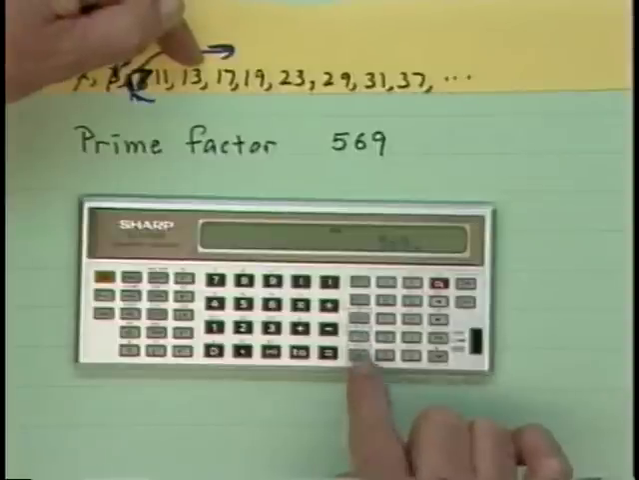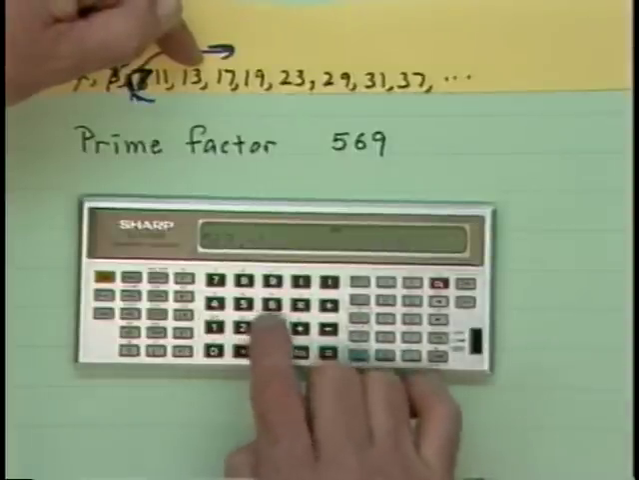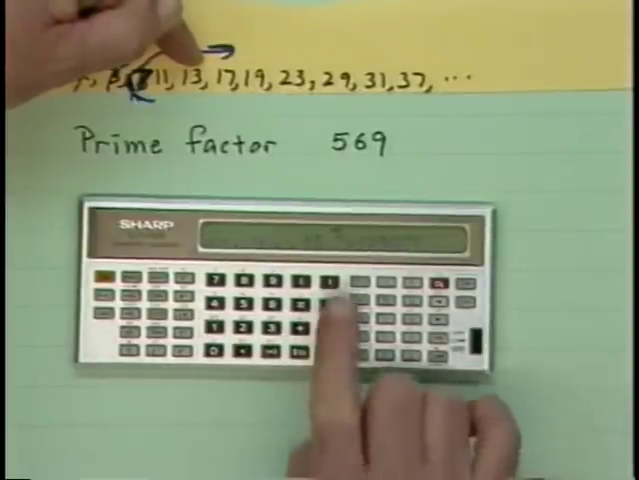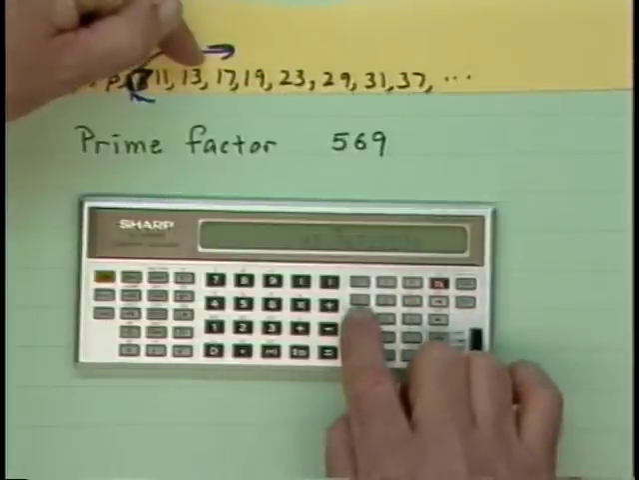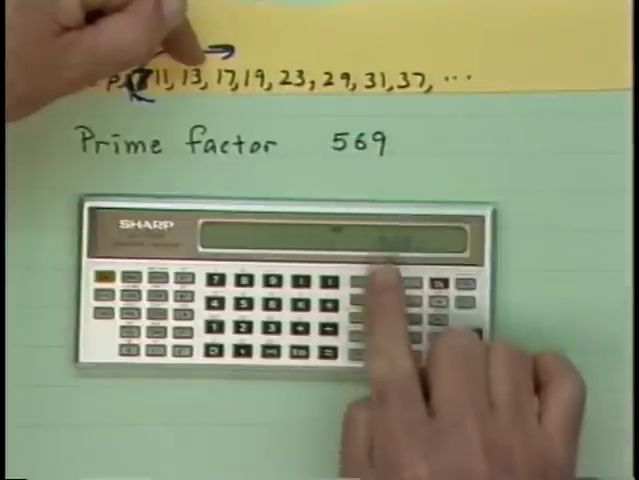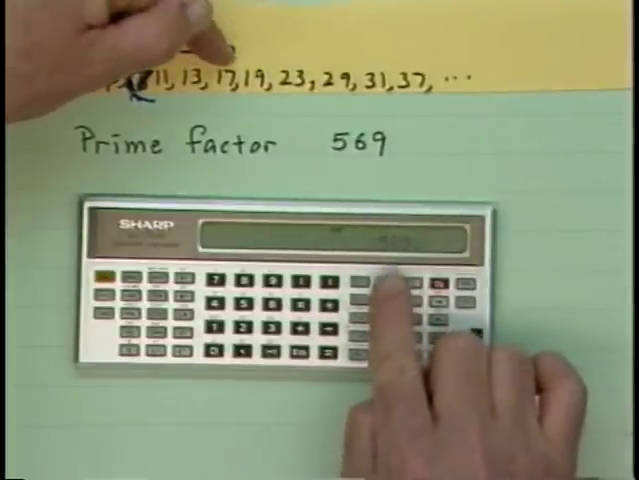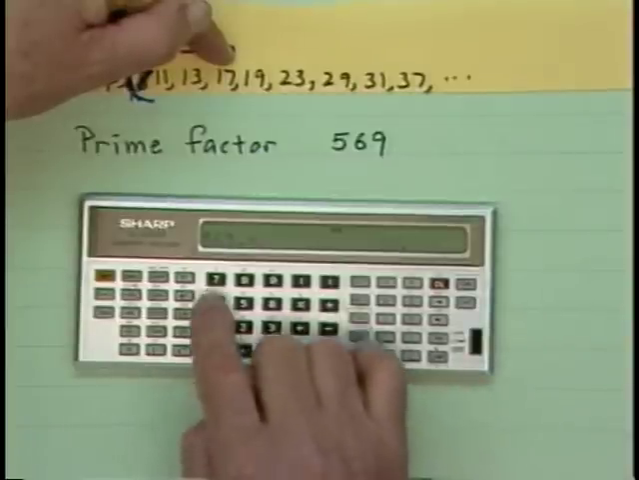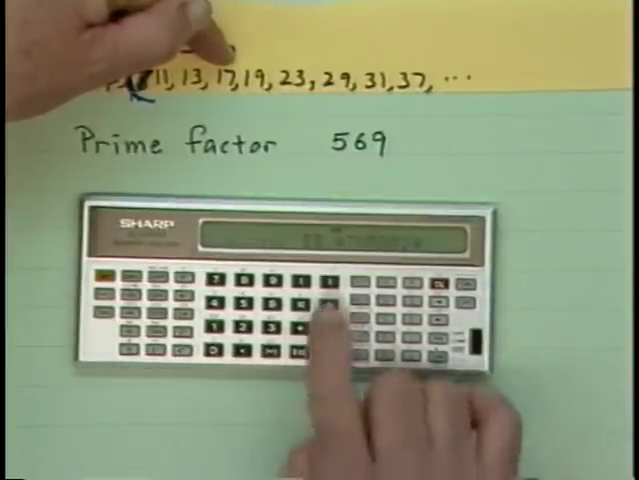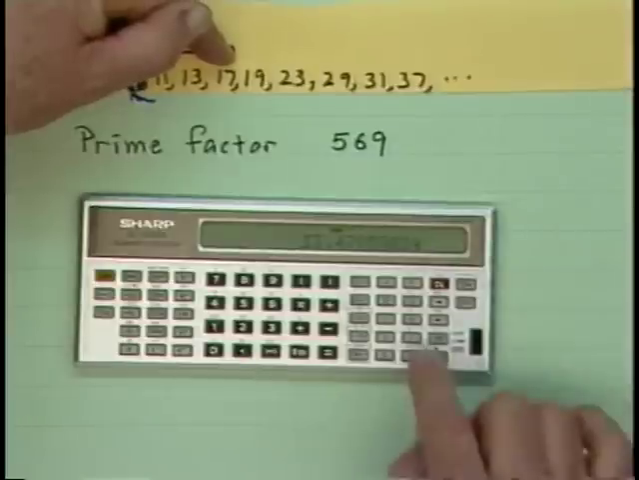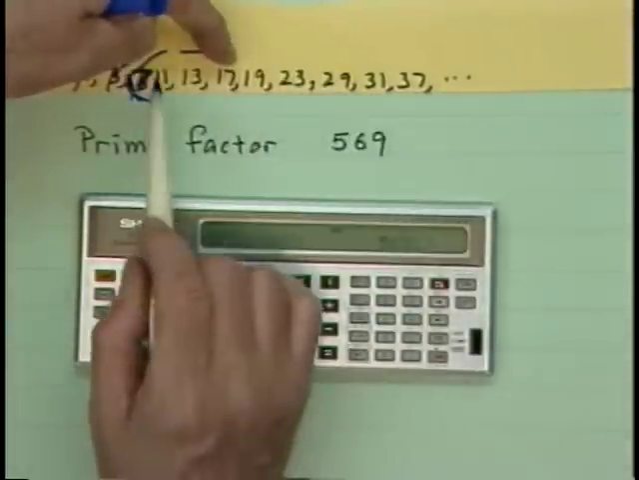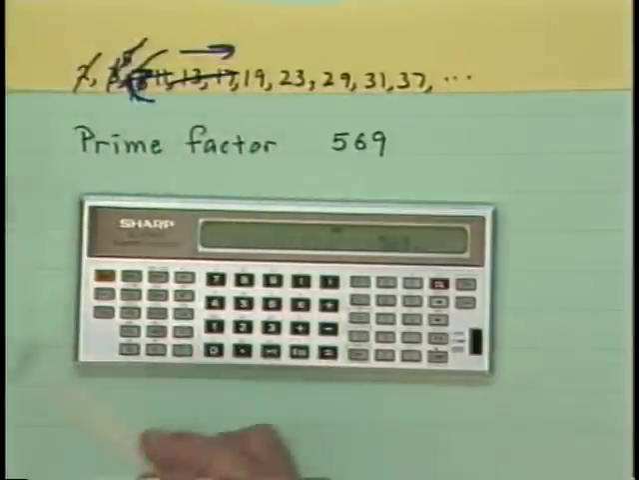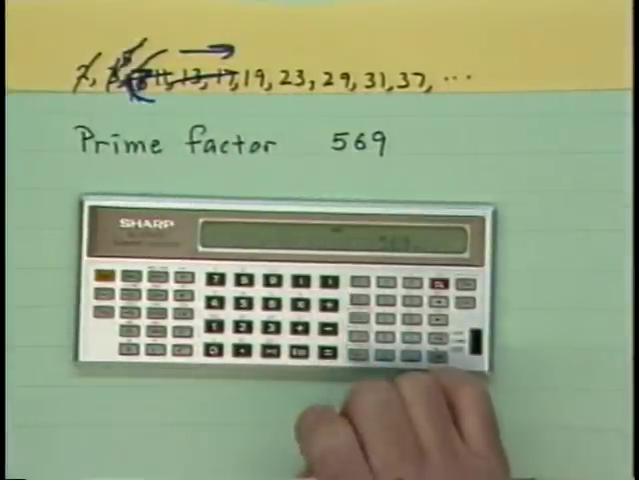Now I'll go on to 13. So divide by 13 equal. That won't go in. So push the recall key. This is back on the calculator. I can go on to the next. Divide by 17 equals. That won't go in. So I can keep on using this recall key as long as I wish, and on most calculators, as long as you have the calculator on.